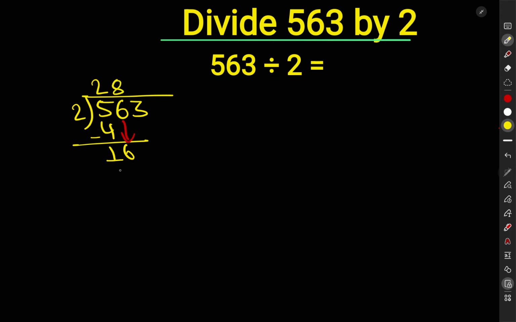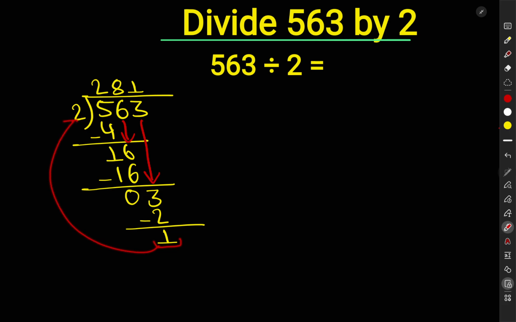2 times 8 is 16. On subtracting we get 0. So now we put down this 3 and 2 times 1 is 2. On subtracting we get 1. So now this 1 is less than 2 and there is no other number to put it down.